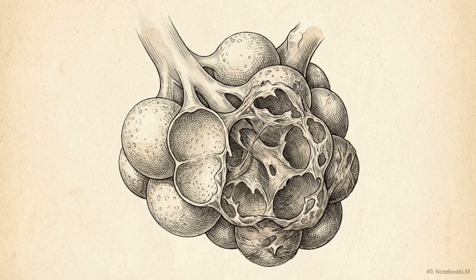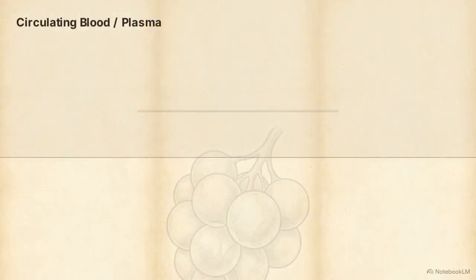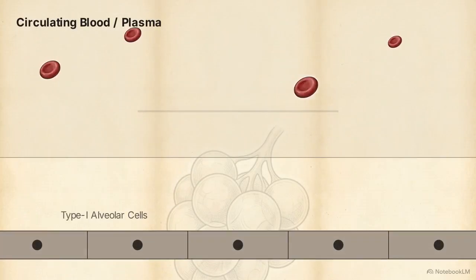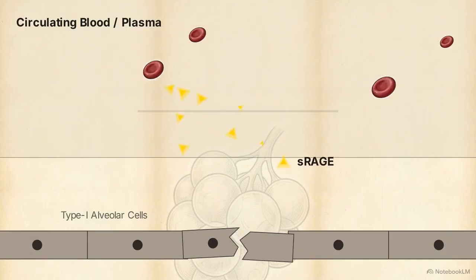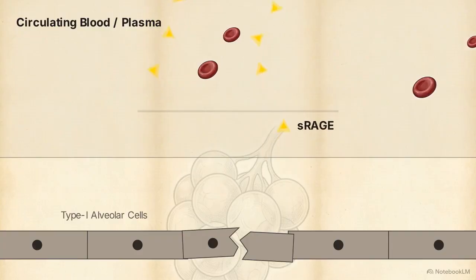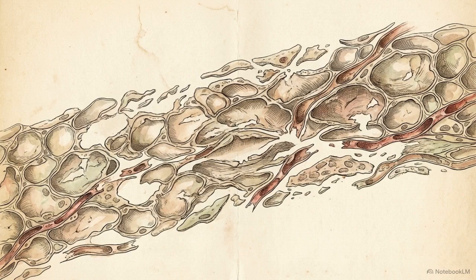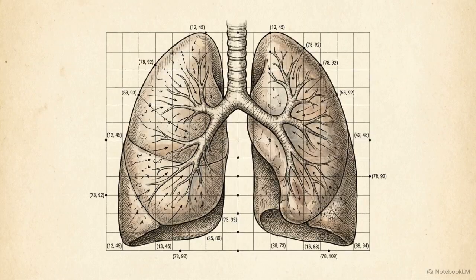This structural index correlates directly with underlying biology. Diffuse patterns typically present with higher circulating levels of S-RAGE, a biomarker released by injured type 1 alveolar cells, indicating severe epithelial destruction and a higher risk of mortality. By quantifying the spatial distribution of aeration, the focal index provides a reproducible physiological anchor for morphological subphenotyping.